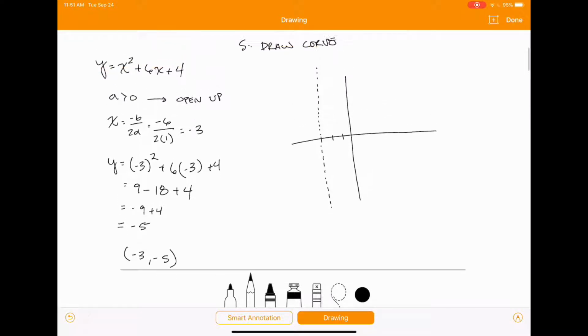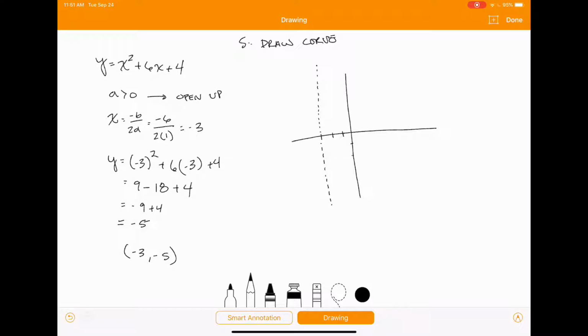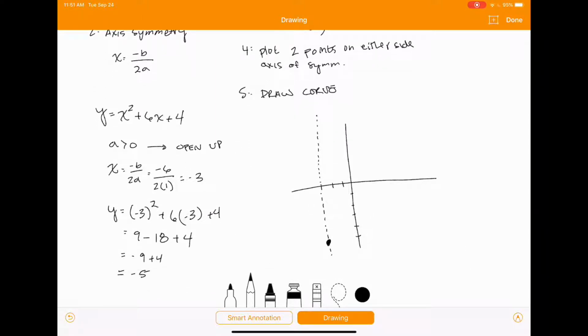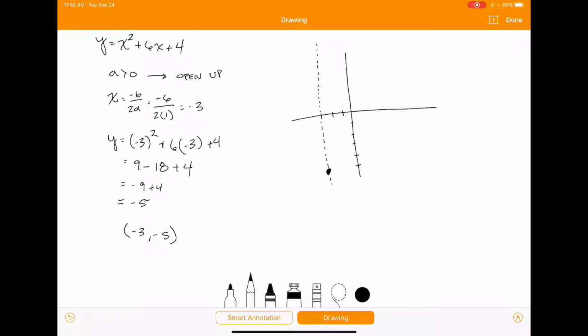And we can go ahead and plot that. So 1, 2, 3, 4, 5. That's our vertex there. All right, and so then our next is going to be plot 2 points on both sides of, so 1 point on each side of the axis of symmetry. And what I like to do is I just like to be consistent. So I'm going to plug in x equals -2 and then x equals -4. So I just move one space over on either side of the axis of symmetry.